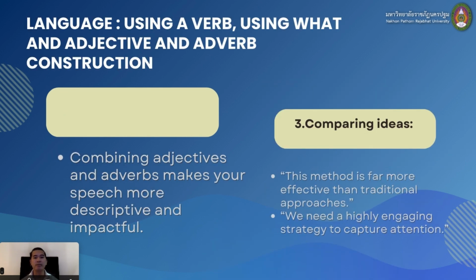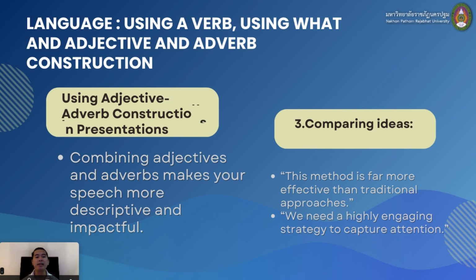Comparing ideas is a technique that you can use, just using adjectives and adverbs to construct your sentences by comparing ideas. This is really essential in presentations as well. So make use of these things, using verbs, using what, and using adjective and adverb constructions, so that you are perfect in your presentation.